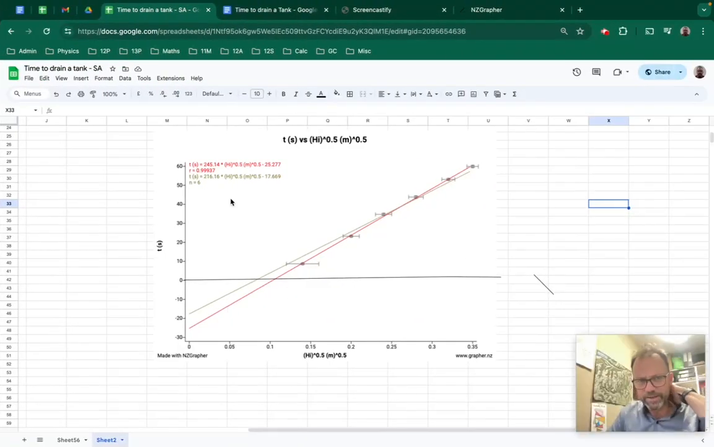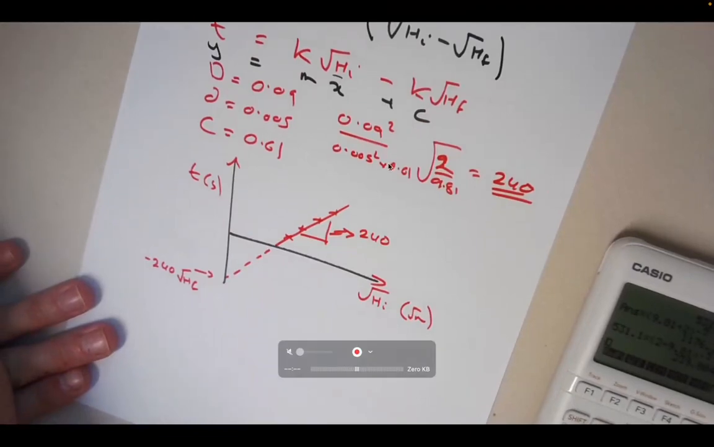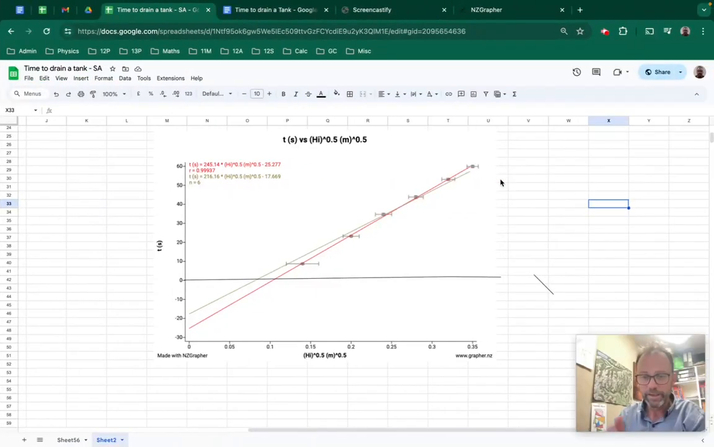So the challenge now is, can we take this data here and can we work out a line? Can we get uncertainties attached to this gradient? Can we get a value and see if it compares to this 240? Let's do it. So, scrap piece of paper.